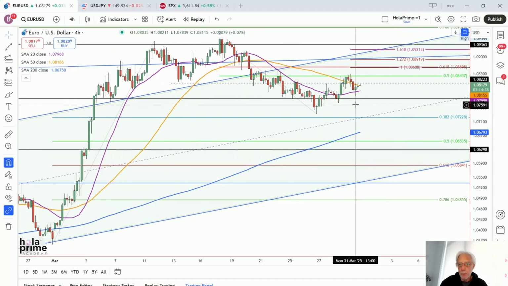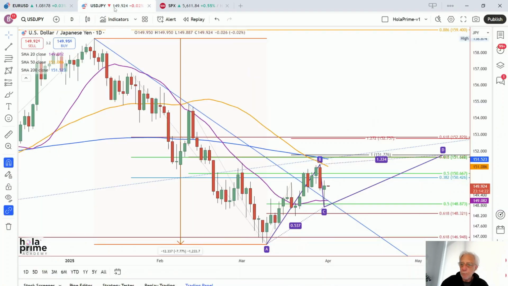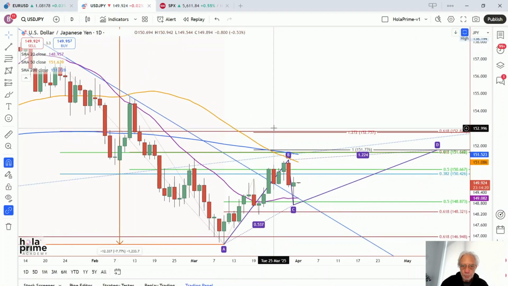Alternatively, of course, a drop below this swing low right here in the near future, 0784, is a short-term bearish signal and could lead to a test of the recent low and maybe all the way down to the 38% retracement of 0723. All right, moving on to the dollar yen.